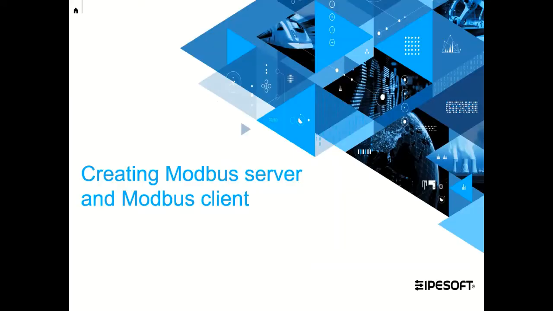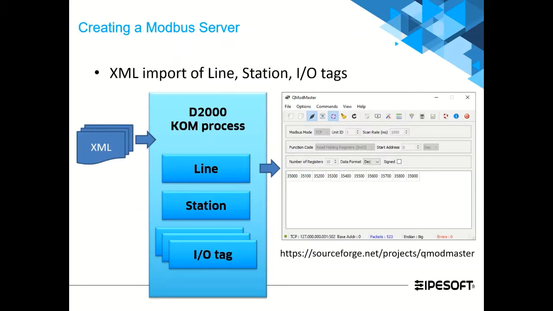Now I will show you how to create a Modbus server and Modbus client in the D2000. We will use XML import to import the configuration of several prepared D2000 objects. By importing a line, a station, and several IoTag objects, we will create a Modbus server listening on a TCP port 502. Then we will use a Modbus client application QModmaster that I downloaded from the internet to connect to our Modbus server and verify that we have data.